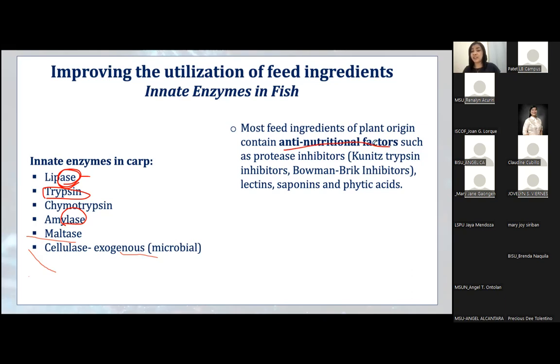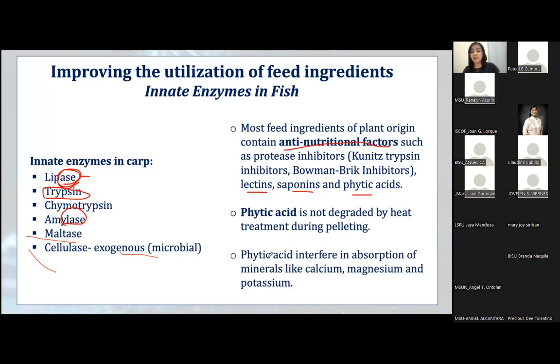Okay, yun yung example ng mga anti-nutritional factors. Lectin, saponin, phytic acid, usually nakikita ito sa mga root crops. For example, si cassava meal, pag hindi nyo ito pinrocess, for example, hindi ito dinrysisan, hindi ito nag-undergo ng fermentation, or walang nilagay na enzyme, may mga phytates dyan that can affect yung FCR ng fish. Okay, phytic acid is not degraded by heat treatment during pelleting. And yan nga yung kanyang result, it can interfere in the absorption of some nutrients. That's why the use of enzymes and fermentation is really necessary.